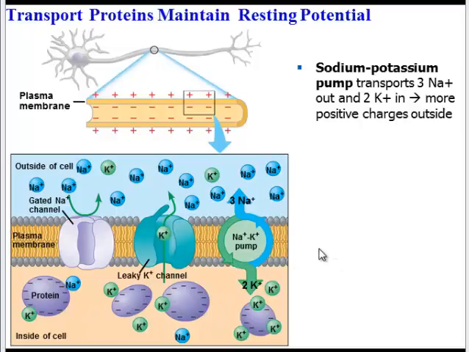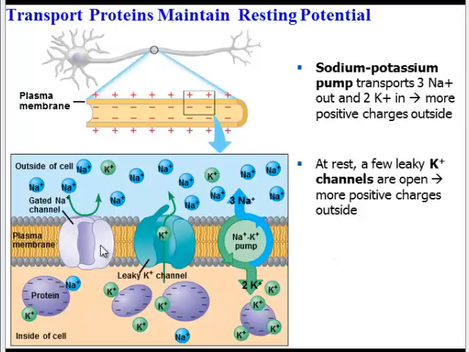However, there's another key protein involved, and that is this leaky potassium channel right here. A leaky potassium channel is a channel that's always open. And since there's a high concentration of potassium inside the cell due to the pump, there's constantly potassium leaking outside by passive transport. And that increases the positive charges outside the membrane.